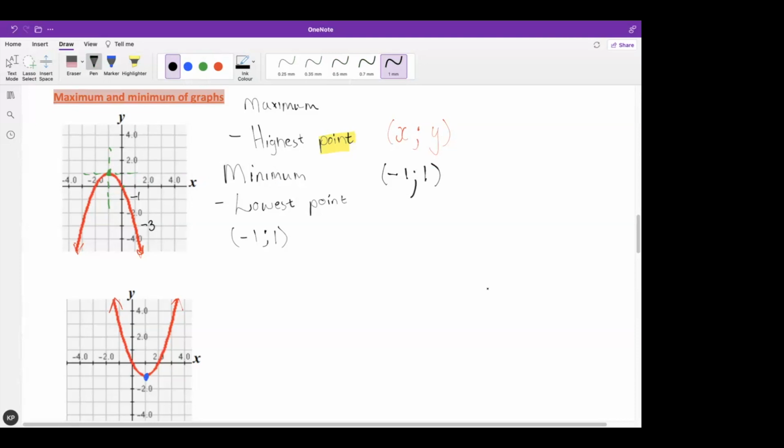You're welcome. So we've established this graph now has a minimum because this is the lowest it will ever be, right? From here on, it just keeps getting bigger and bigger in numbers. So what is my coordinate for my minimum point?